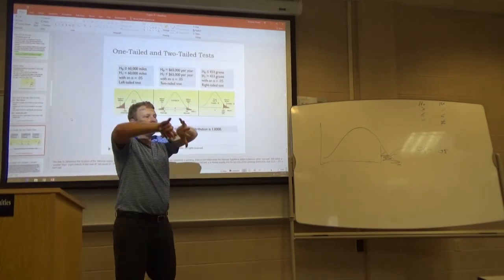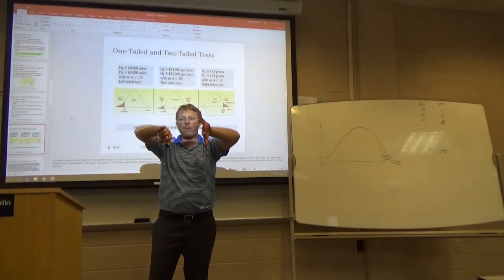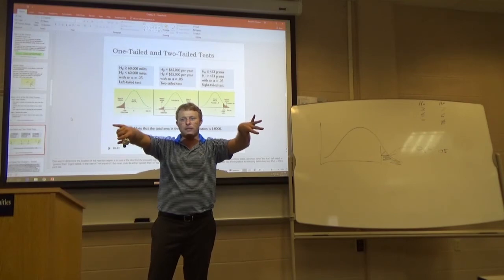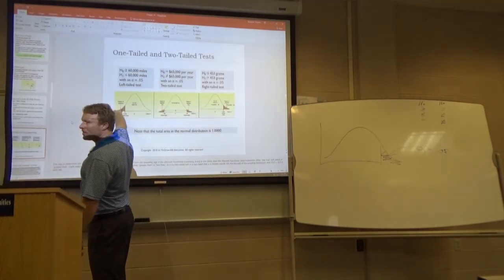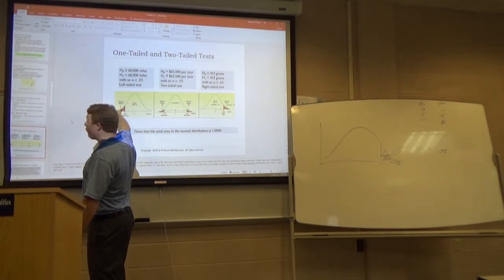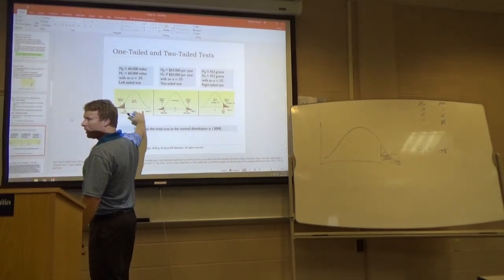So when you have equals in your null hypothesis, it's a two-tailed test, isn't it? When you have greater than or equal to, we're talking about this area over here, aren't we? For the alpha, where we think it's going to land is up here.